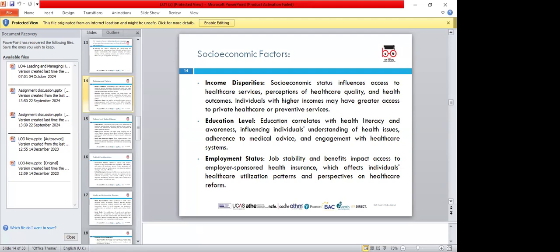The educational level can even. So some people may need interpreters or translators to even help them, you know, and all that. Yeah. Then we have the employment status.